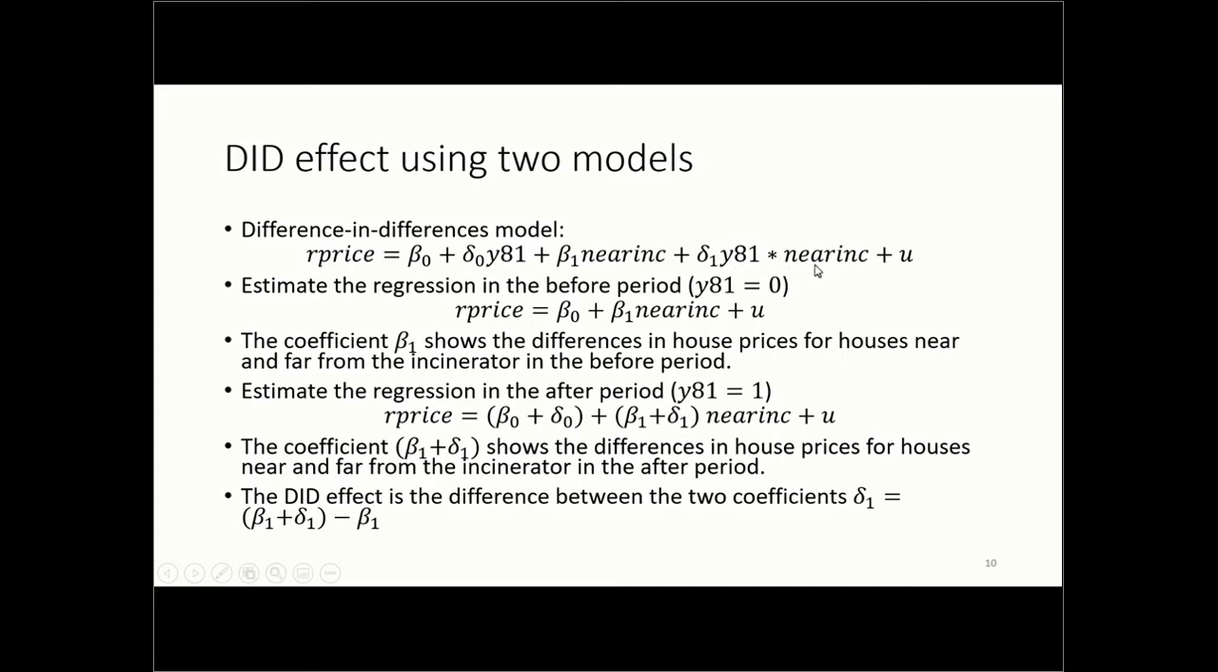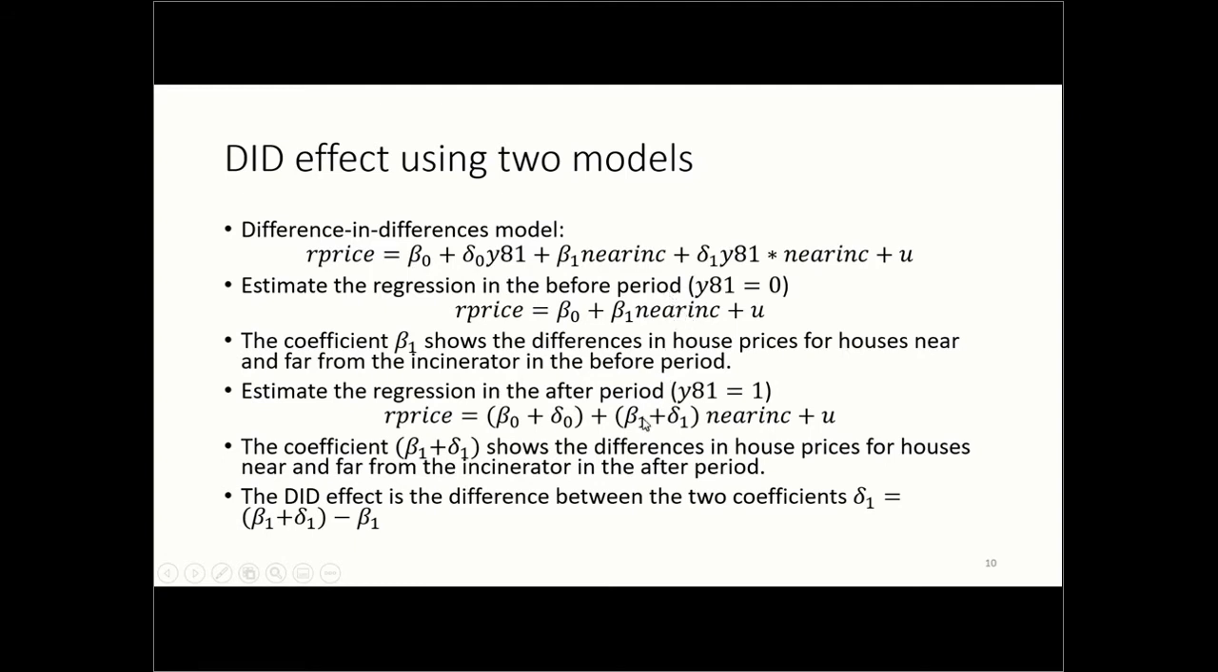So we can estimate a regression in the before period where y81 equals 0. And so if this is equal to 0, this will be equal to 0. So here we have the house price equals beta 0 plus beta 1 times near the incinerator. And so this coefficient beta 1 would be showing the differences in house prices for houses that are near and far the incinerator in the before period.